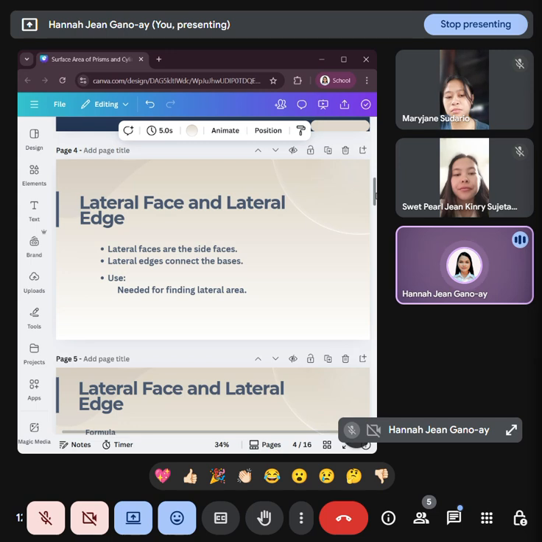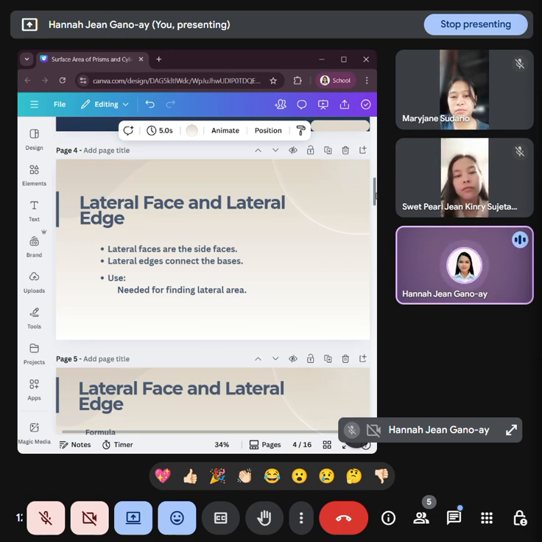Lateral face and lateral edge. A prism is made of two identical bases and several side faces. These side faces are what we call the lateral faces. They are the surface around the prism, excluding the top and bottom. In a right prism, these faces are rectangles. In an oblique prism, they are slanted parallelograms. The lateral edges are the line segments where two lateral faces meet. They run from one base to the other.